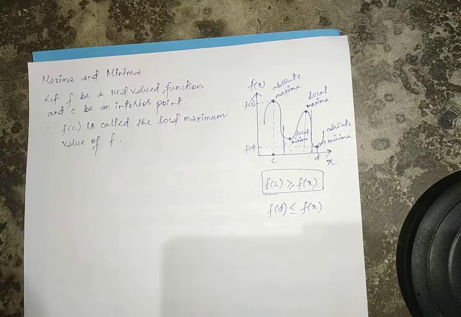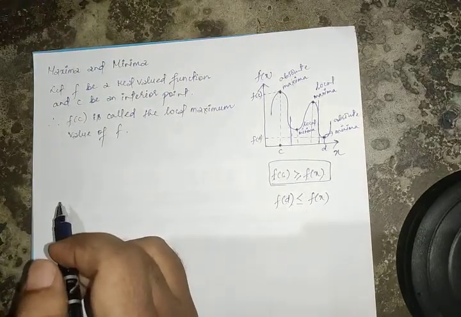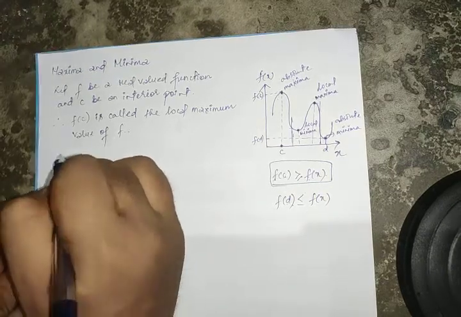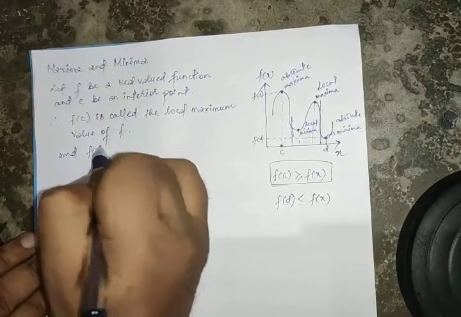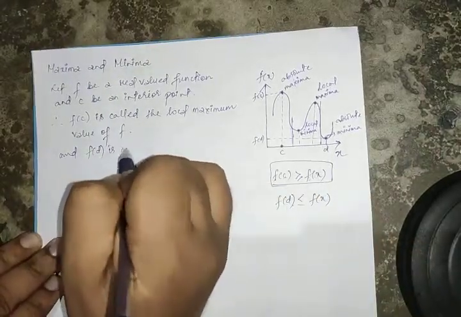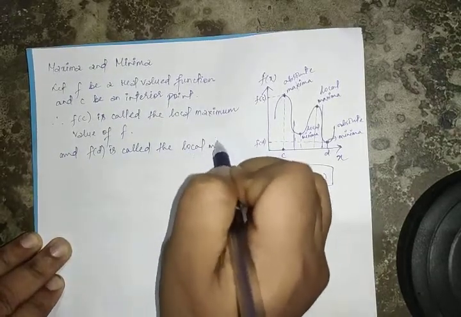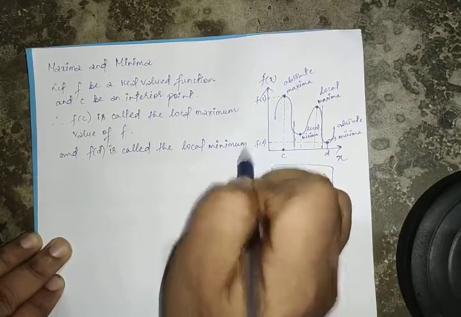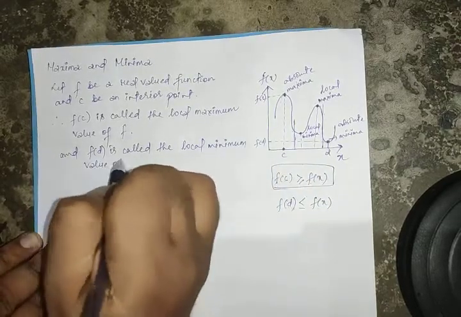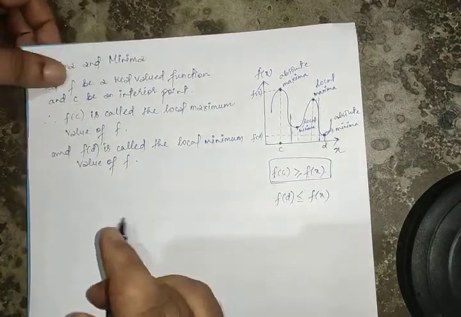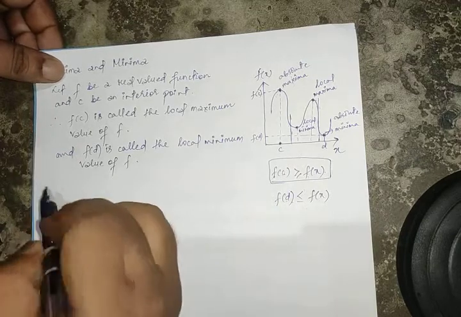Now, how to find this local maxima and local minima? So there is a method to find this. So let us write the method. I'll just write this: f of d is called the local minimum value of f. Now how to find the points of local maxima and local minima?